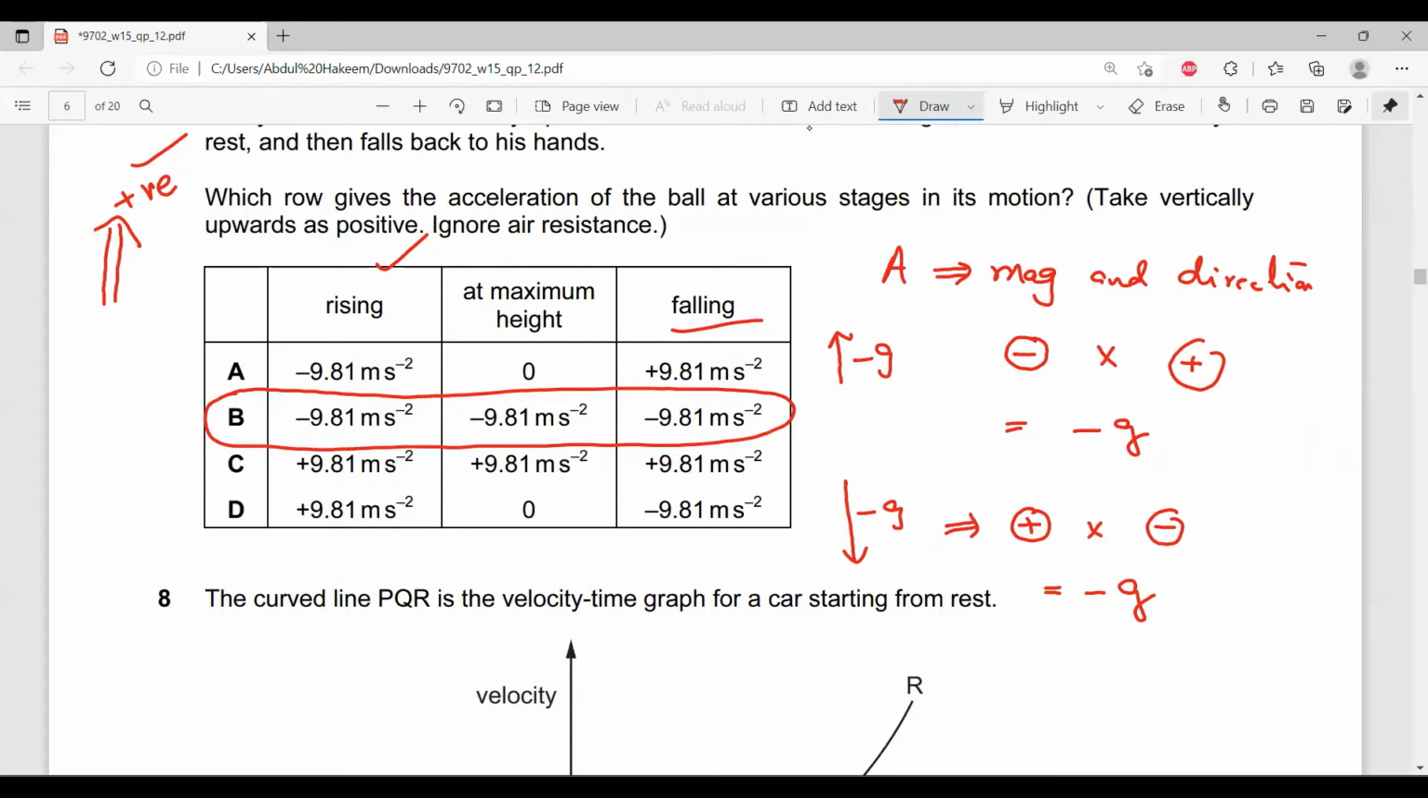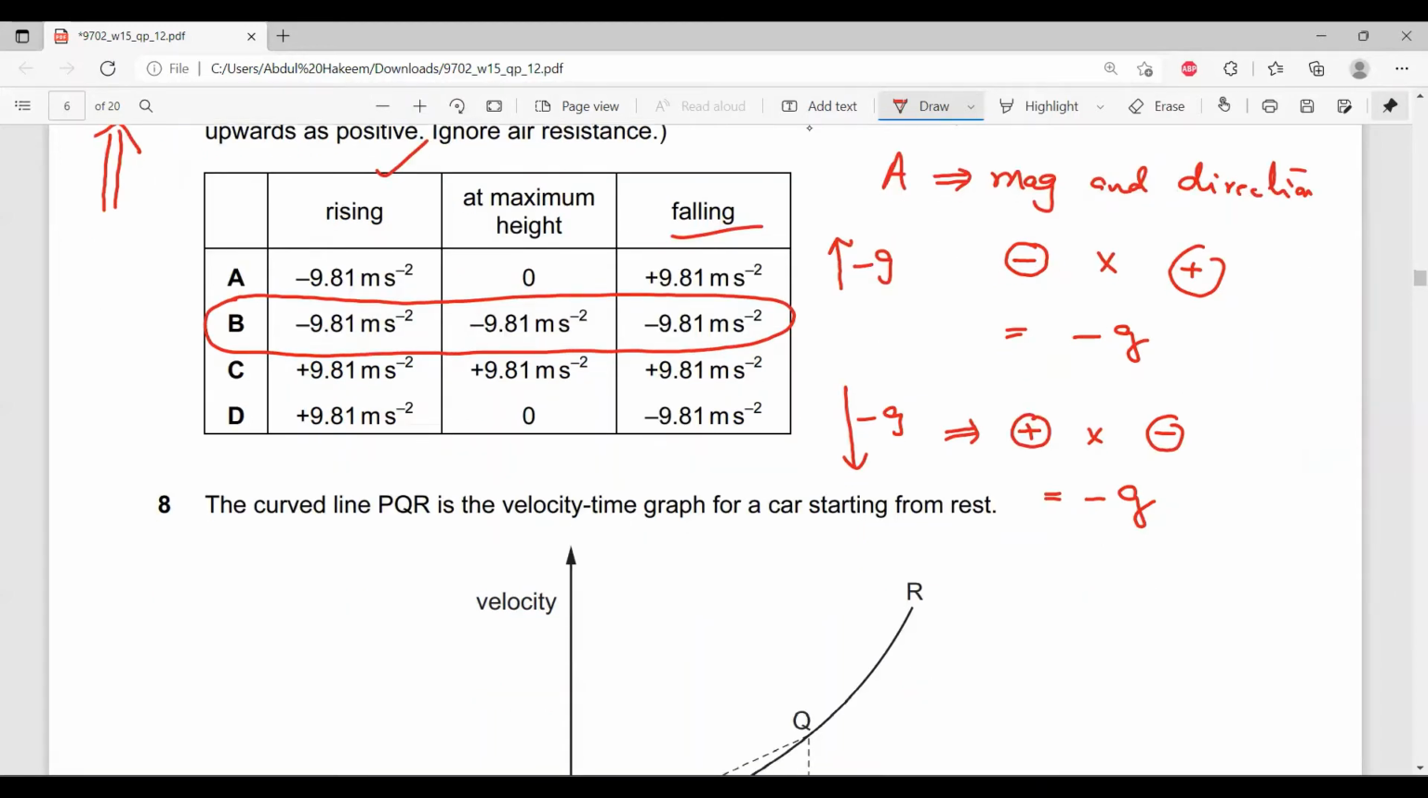So do remember, if we use G in equations, then for the upward motion, it's minus G. For the downward motion, it is positive G. But in all other situations, for the graph, for the statement, if upward G is negative, then downward is also negative. If downward is positive, then upward is also positive. So while it's downward we have to consider both the magnitude and the direction. That's why upward is negative, downward is also negative. So at the maximum height, the G is the same 9.81, so it's also negative.